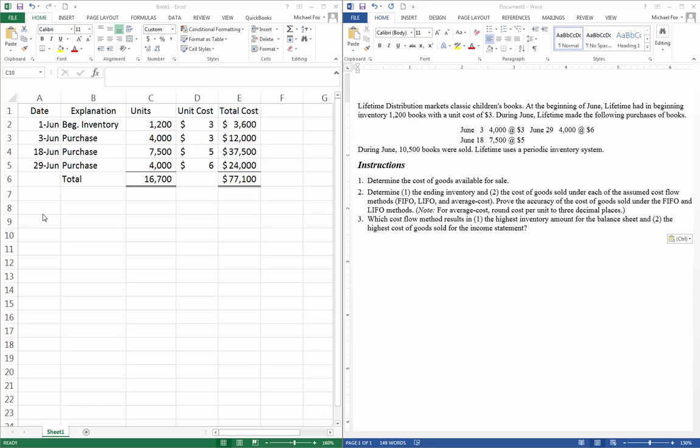Okay, so first of all, to figure out our cost of goods sold and our ending inventory, I'll start with first in, first out. Remember, with first in, first out, the assumption is that the first units we purchased are the first units we sold. We know that we sold 10,500 units during the month of June. So let's go ahead and calculate our ending inventory.